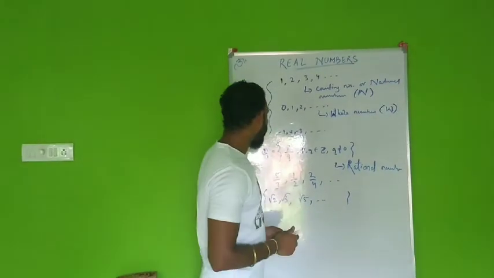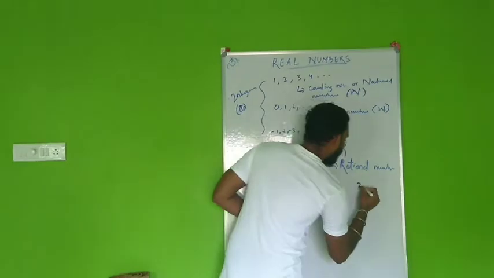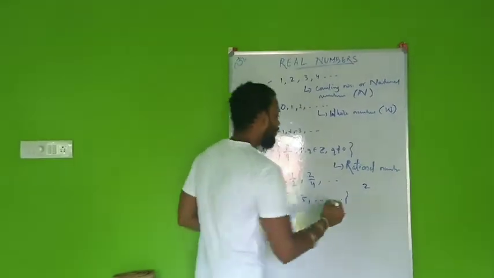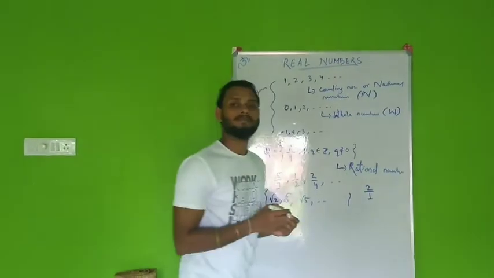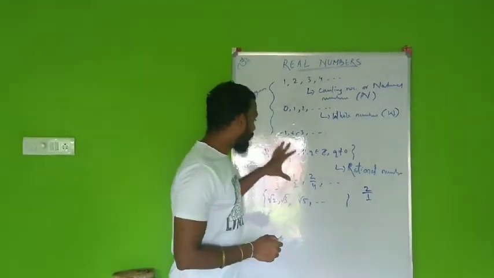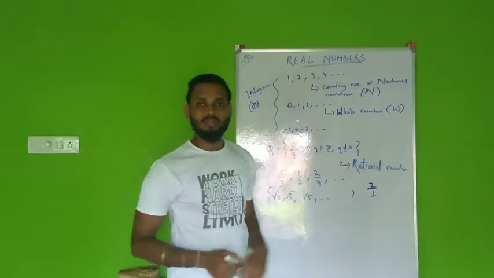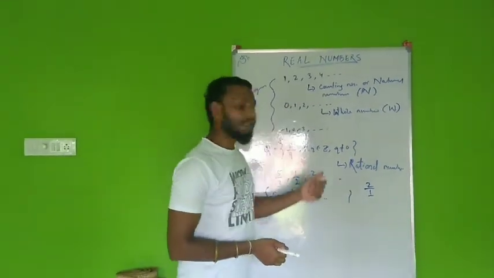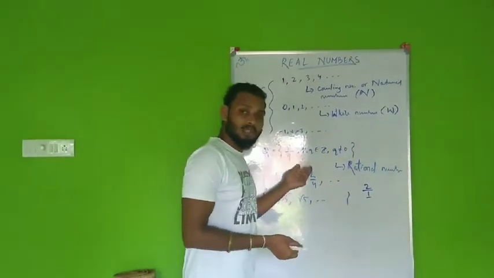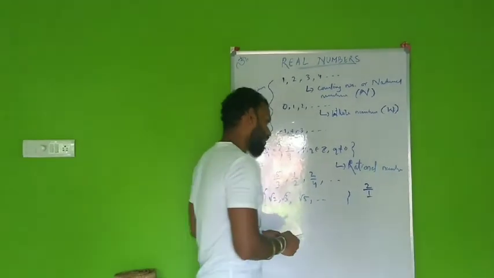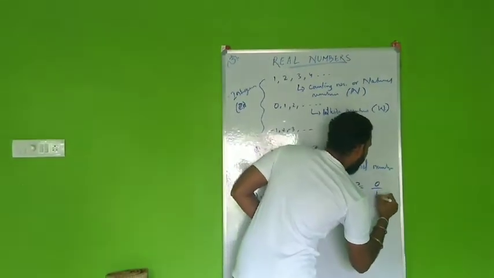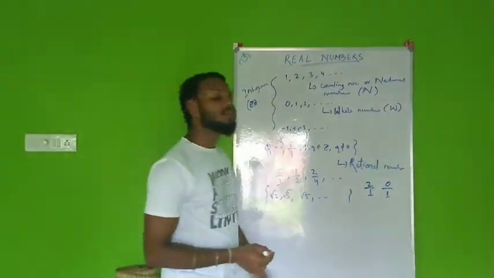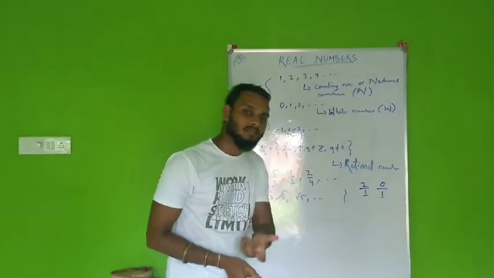Here is one thing. Can I say 2 is a rational number? The answer is yes, because I can write 2 as 2 by 1. That means all natural numbers are included in the rational numbers. Similarly, can I say 0 is in the set of rational numbers? The answer is yes. I can write 0 by 1 or 0 by 2 or anything like that, so I can write it as 0. So obviously 0 is inside the set of rational numbers.